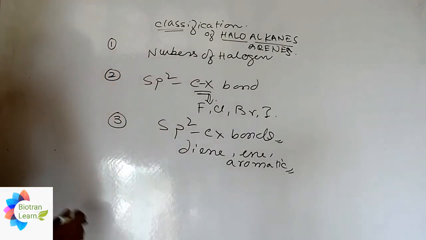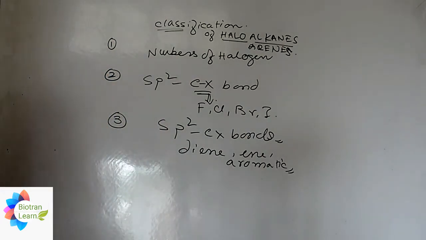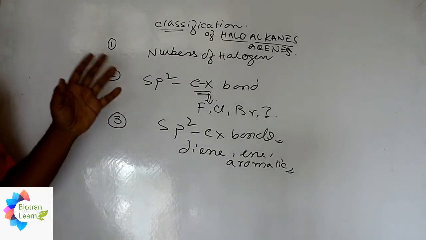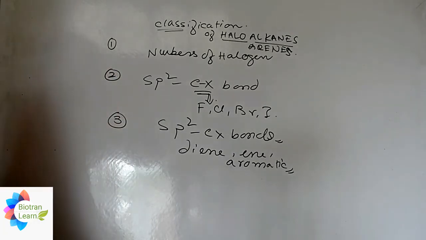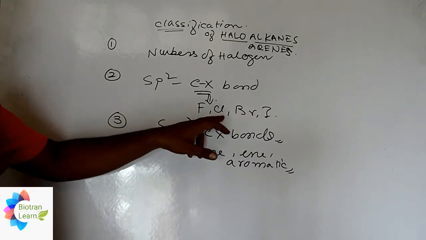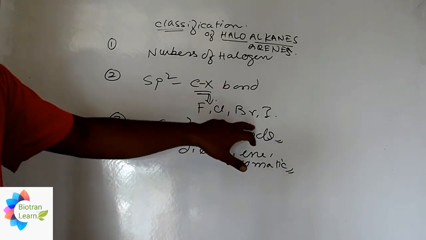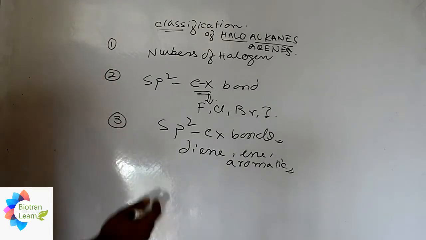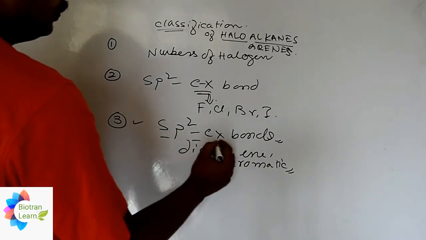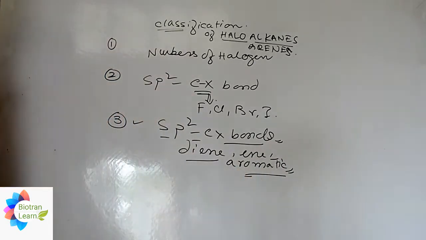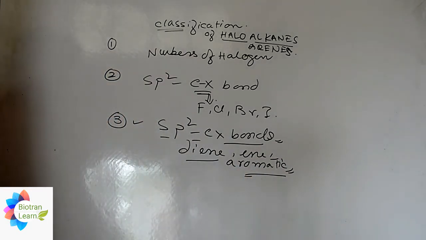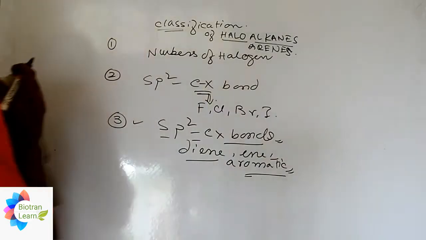Okay, so these could be the classification basis: the number of halogens present in the particular compound, the number of sp3 C-X bonds or sp2 C-X bonds present with F, Cl, Br or I, and then sp2 C-X bonds in case of diene, ene and aromatic compounds. Right, so let's move on to the first category.